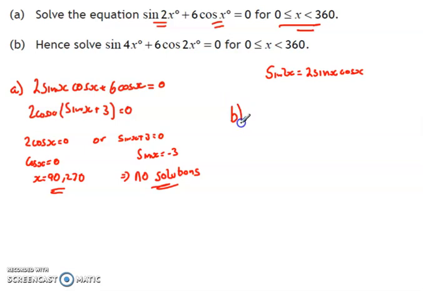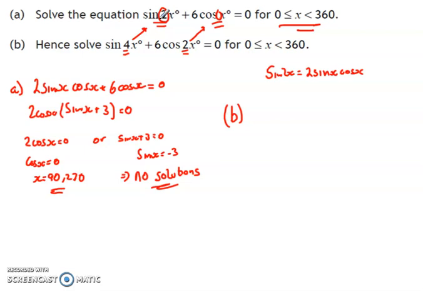Now, part B says, hence, solve this equation here for 0 less than or equal to x less than or equal to 360, but what you'll notice is that these values have changed. If you compare that with the first equation, each of these is twice the value that was in front of the x for both of these bits here. So by doubling those values, I'm decreasing the period of the function, i.e. how long it takes to repeat itself.